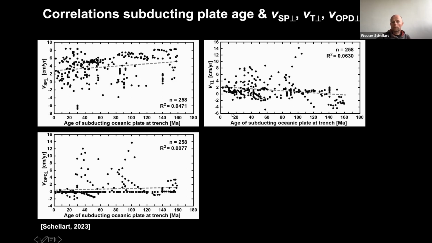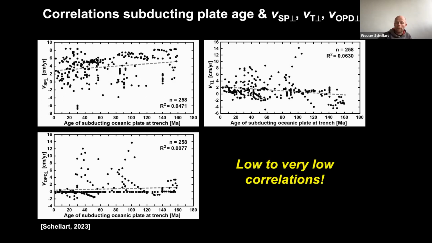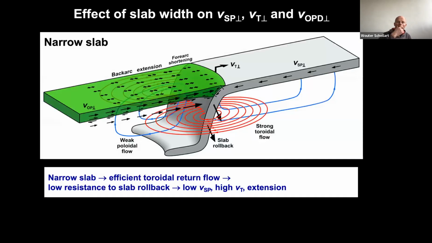The conceptual model would predict that with increasing age, the trench retreat velocity would increase, so positive slope, positive correlation. What we actually see here is a negative correlation. It's not a very large correlation, not very high correlation, but it's actually opposite to what you'd expect if you'd accept this conceptual model. Okay, so low to very low correlations and an opposite correlation here for VT, opposite to what this conceptual model would predict. Okay, so that's so far slab age.